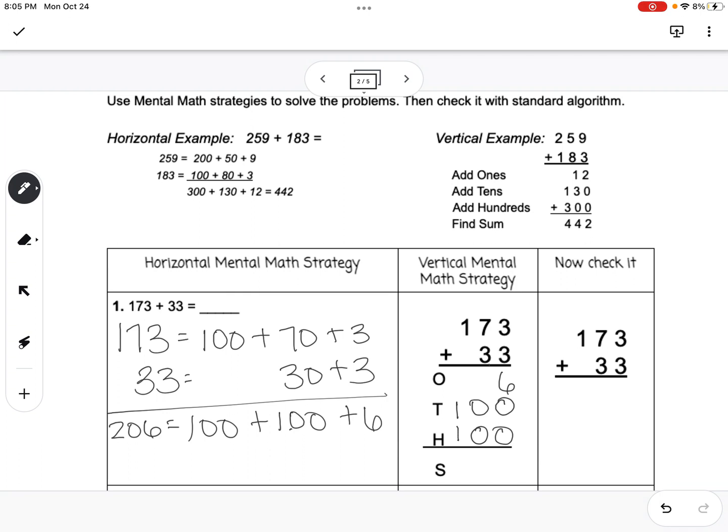Now I can add it down. 6 plus 0 equals 6. 0 plus 0 equals 0. 1 plus 1 equals 2. So again, I have gotten the sum of 206.